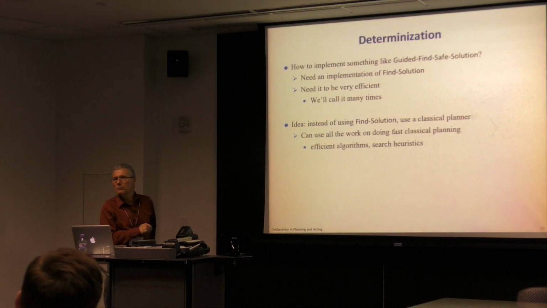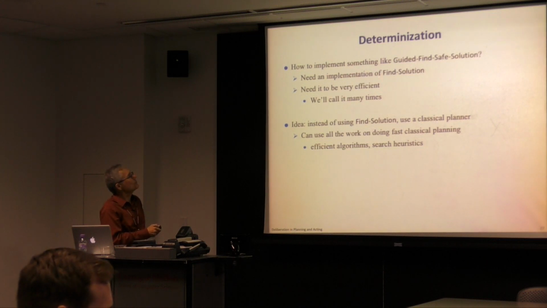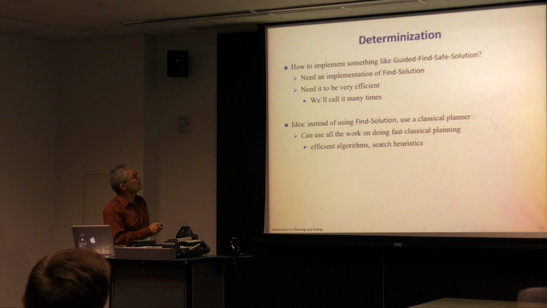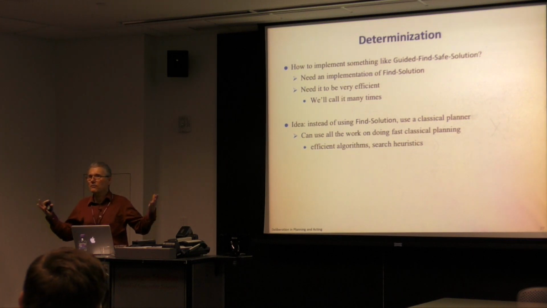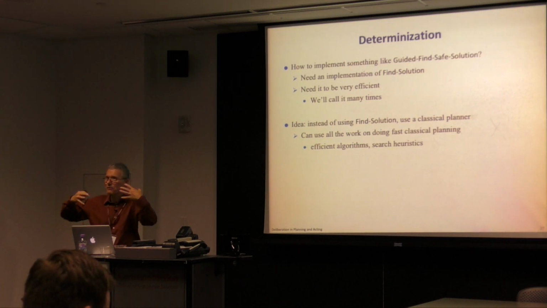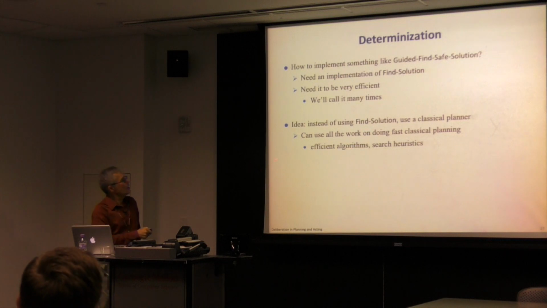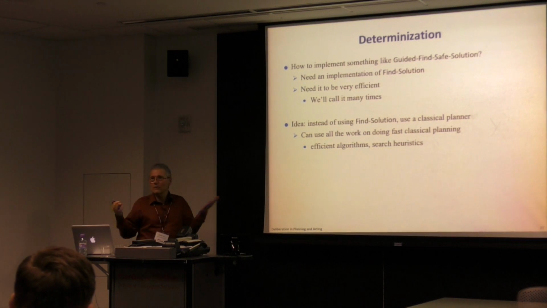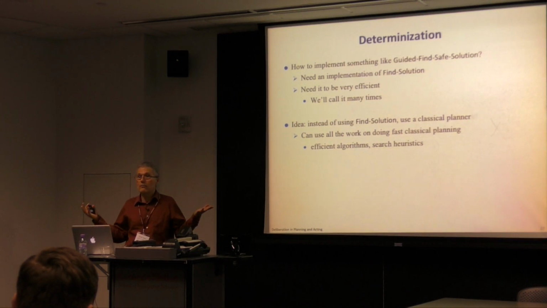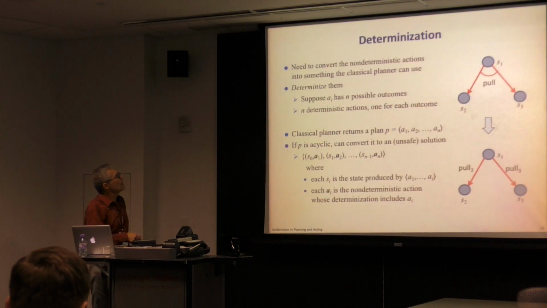Question is, how would we implement that? Well, we need an implementation of find solution. It needs to be a very efficient one because we're going to call it a lot of times. Well, a lot of work has been done on developing efficient classical planning algorithms, so let's leverage it. Okay? We can use all of this by using any one of those that's a complete algorithm as our find solution. Well, the way we're going to do that is through determinization.